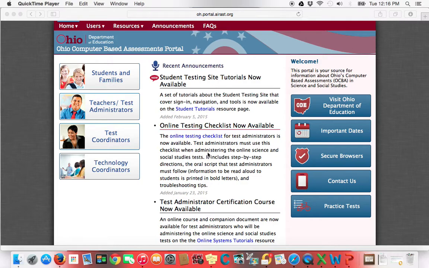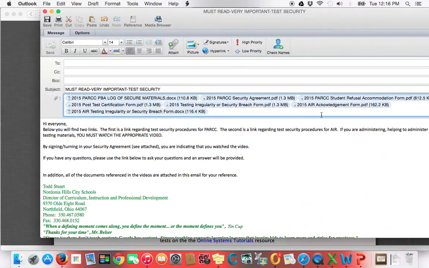If you have a student or students who do not sign in and they tell you that my mom or dad told me not to take the test, you thank them, be nice, and what I would like for you to do then is to write down their name on the form that is in the email called 2005 AIR Testing Irregularity or Security Breach Form.